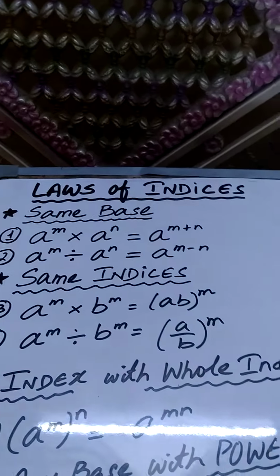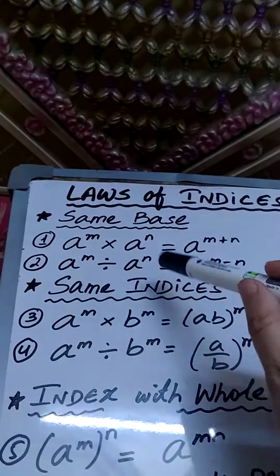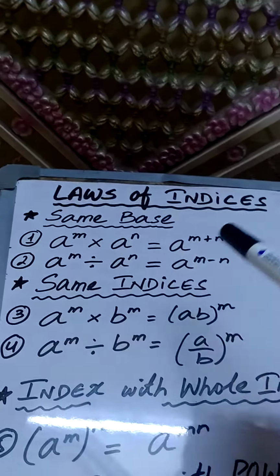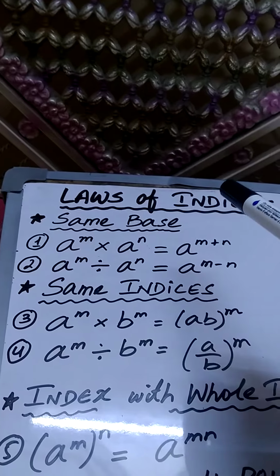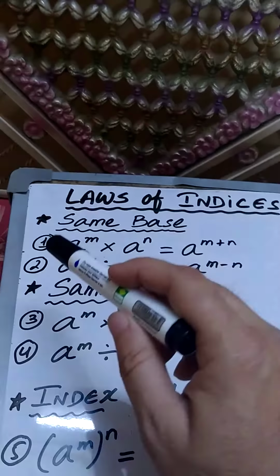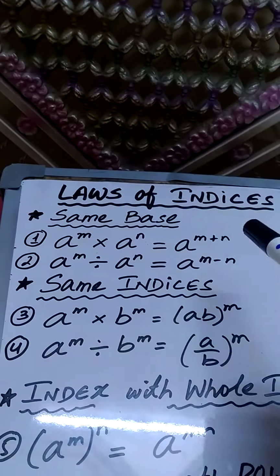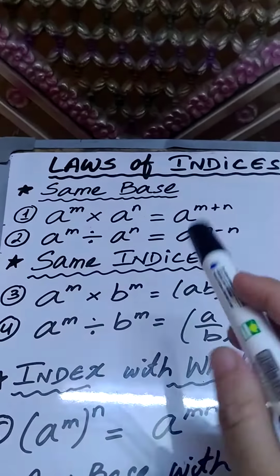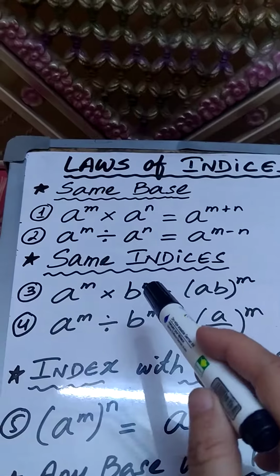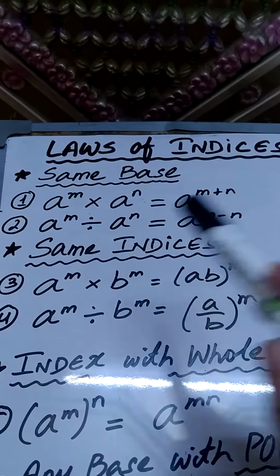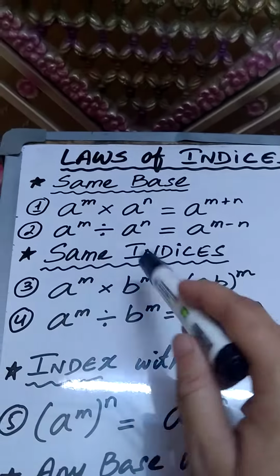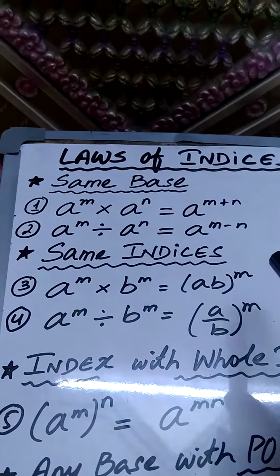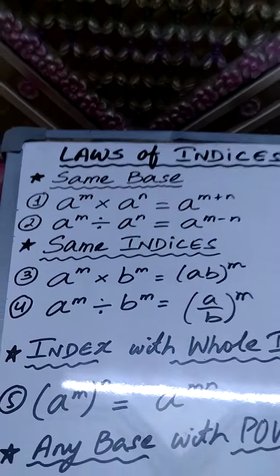So the first two laws depend on same bases, a^m multiplied by a^n. Both the bases are same but powers are not same. So in the multiplication law, the base will remain same, their powers are added. In the division law of same bases, the base will remain same, their powers are subtracted. The next two laws depend on same power. When the powers are same, the power becomes the whole power. Whether we do multiplication or division, the same power will become the whole power. In multiplication, base multiplies with base, and in division, base divides with base.